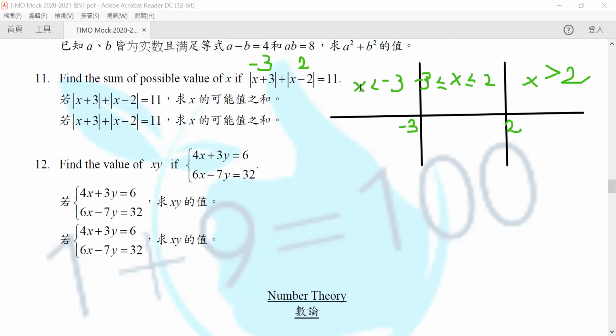The first equation, when all of them will be negative, then the first equation would be equal to negative x, negative 3, negative x plus 2, which is equal to 11. So we know that negative 2x must be equal to 11, or x is equal to 5.5.